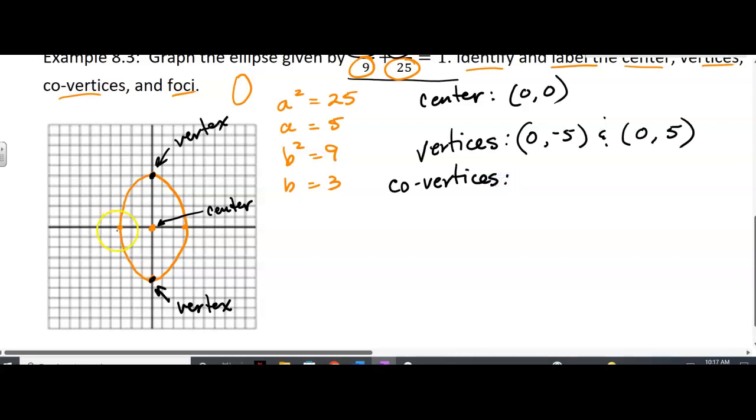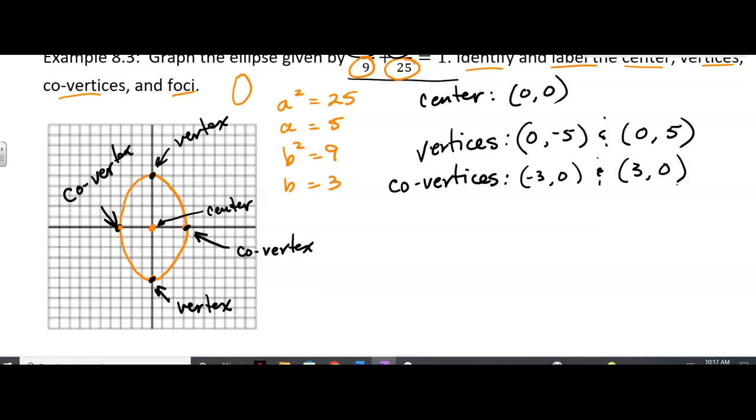And so the co-vertices are going to be here and here. Co-vertex and co-vertex. I don't really like labeling them. It makes my graph all messy. I can hardly read it. But that's going to be negative 3, 0. Again, you could read these points just off the graph. 3, 0. So we got the center done, the vertices, the co-vertices, the foci.